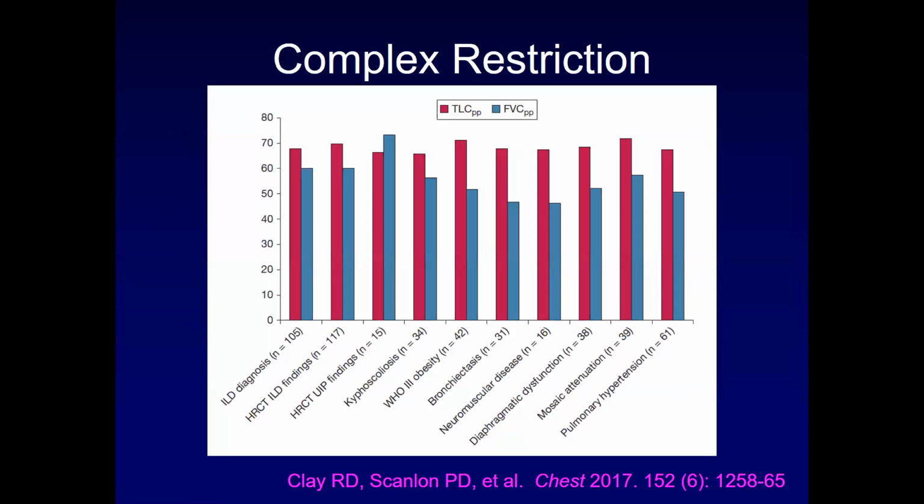And this is what the groups look like. If you divide them up by diagnostic criteria, you'll see some diagnoses in which the red bar, total lung capacity percent predicted, is much greater than the blue bar, which is the forced vital capacity predicted. There's a group of diagnoses that's associated with this. The first is obesity, WHO class 3 obesity, which is anybody with a BMI of greater than 40. The second group is individuals with neuromuscular disease.